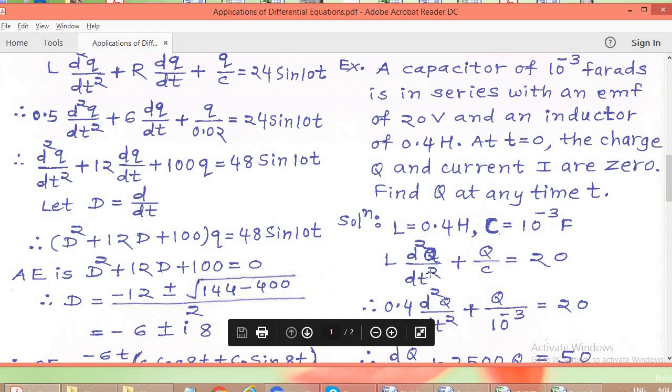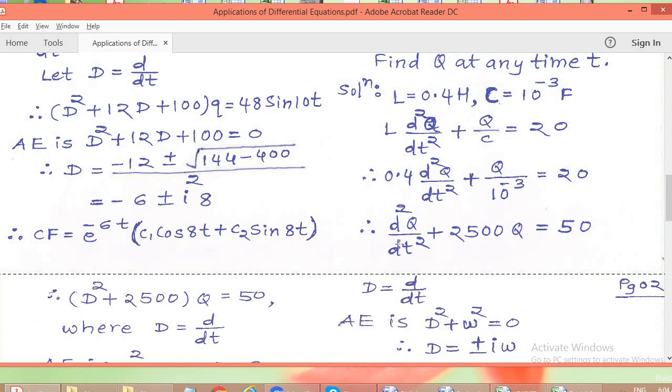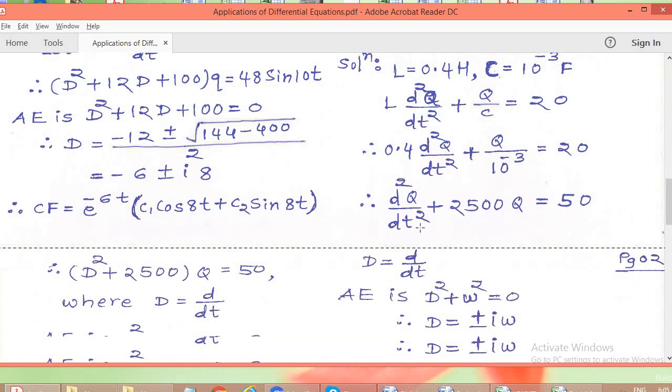The equation is L d square q by dt square plus q by c is equal to 20. So putting the numeric values, we get this equation. Simplify, divide by 0.4: d square q by dt square plus 2500 q equals 50. Again, this is a linear equation of second order in q.